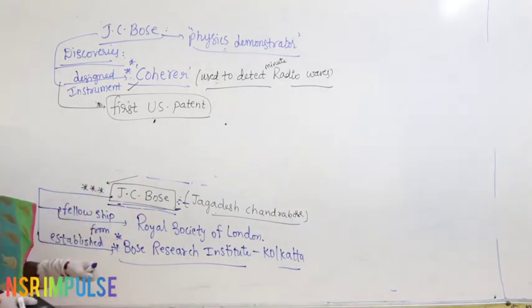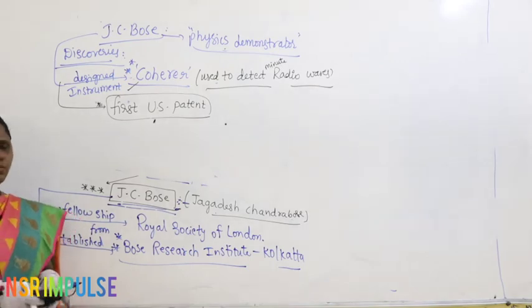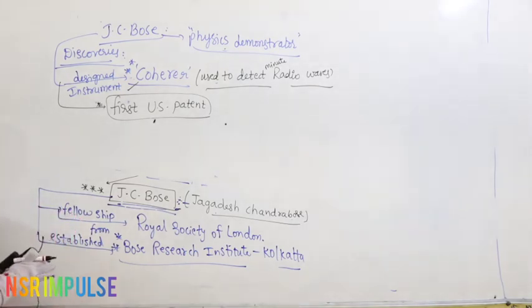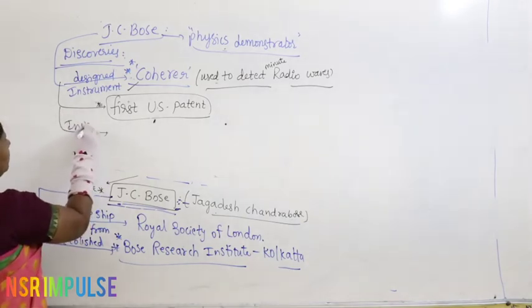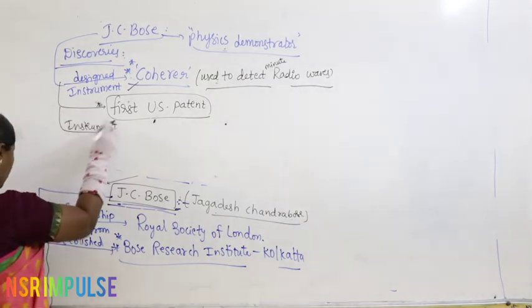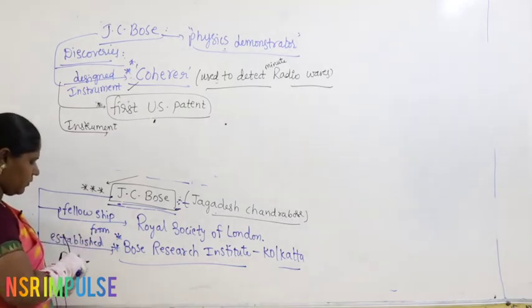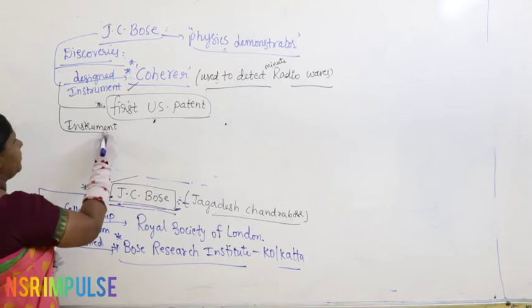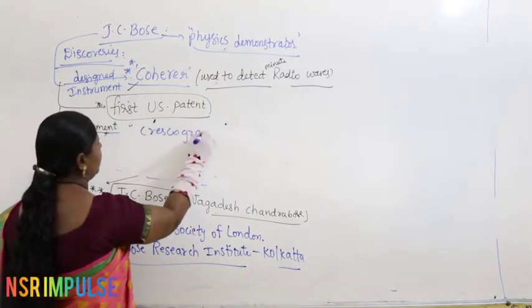Then after this, he further continued his discoveries. He is the inventor of many instruments. Later he also discovered and designed another instrument. It was referred to as the crescograph. Another instrument, what did he discover? It was referred to as the crescograph. So, we have to remember crescograph.